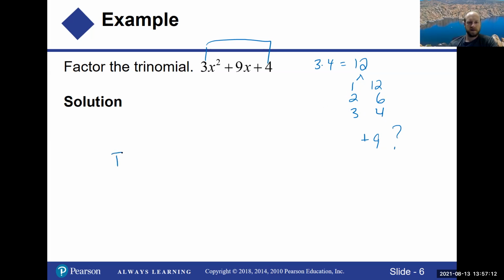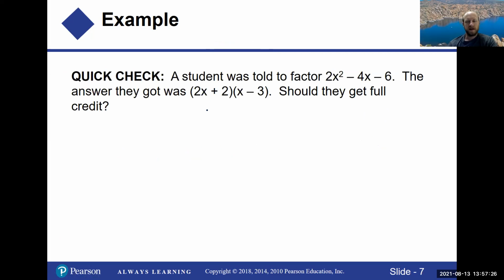If and when that happens, and we had one of these last time, we know that the trinomial is prime. So I can't do anything else. That's all it is.